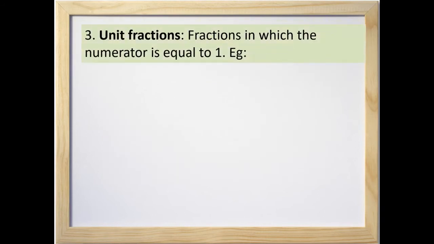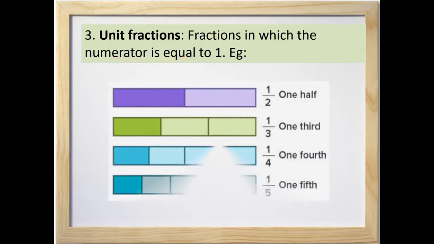The next type of fractions are unit fractions. What are unit fractions? Fractions in which the numerator is equal to 1 are called unit fractions. For example, we have 1 by 2 or 1 half, 1/3. Here you can see the numerator is equal to 1.